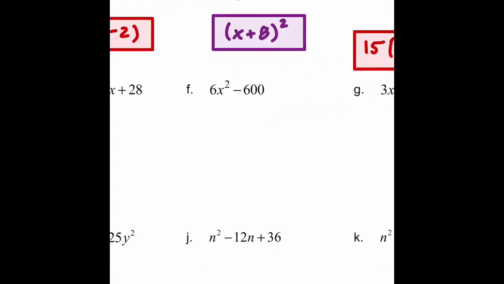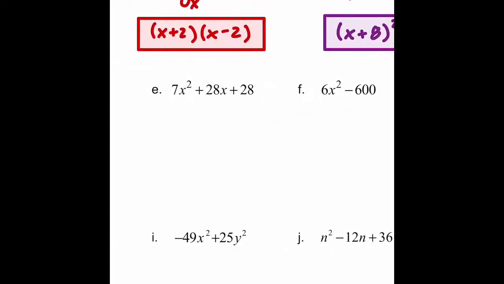Down below here, letter E. All right, for this one, notice we've got a trinomial, but we've also got a greatest common factor here. So I'm going to divide everything by 7, because I can divide them all by 7. So I take out 7, that leaves me x squared plus 4x plus 4. And now I'm going to go ahead and t-chart what I've got left in the parentheses here.